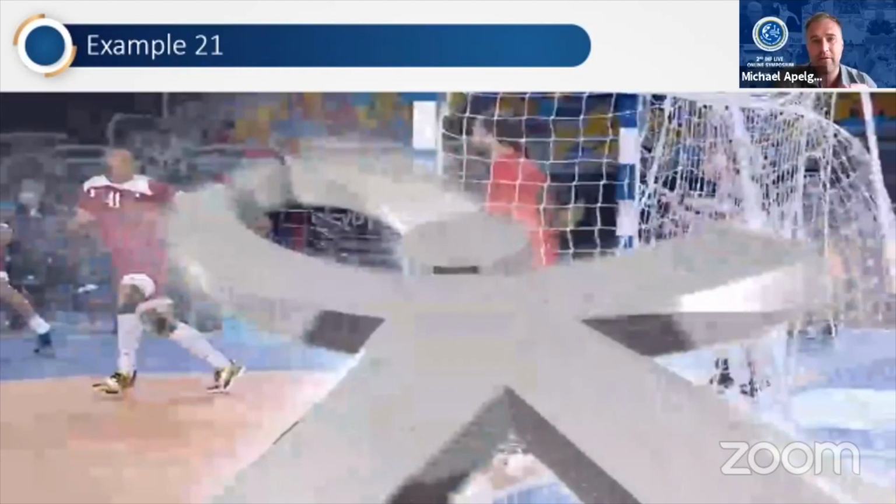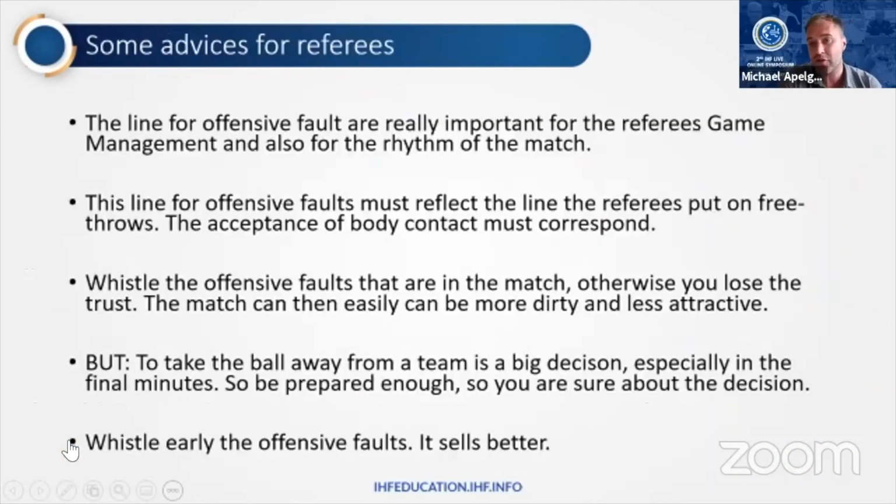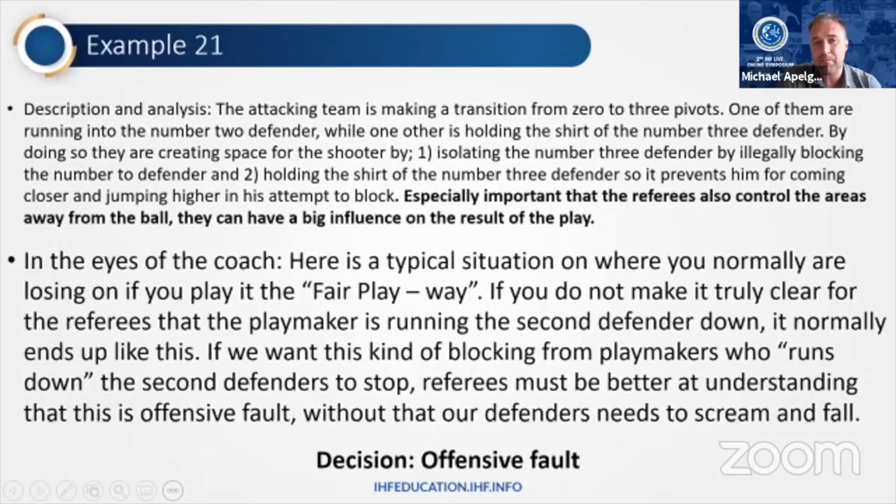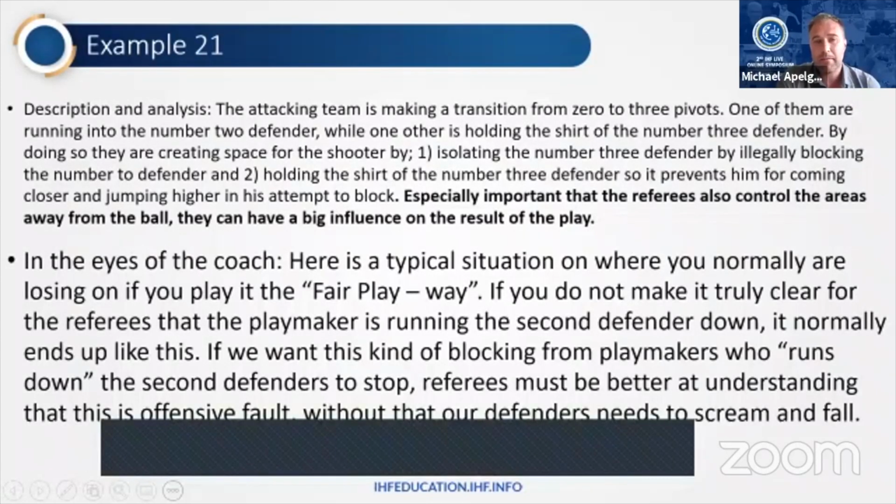And we should never get there with rules where coaches feel like, okay, if we don't overplay it, they will just shoot over us. So I think it's important that we start to understand a little bit better about these crosses when playmakers run down second defenders.